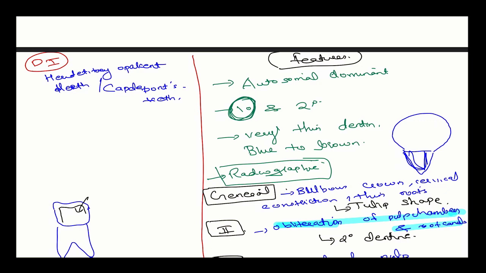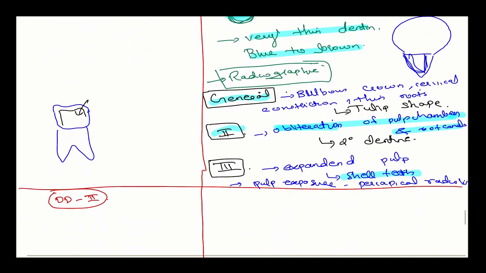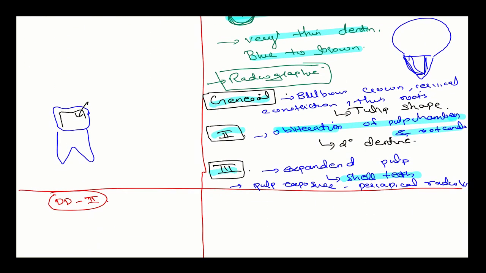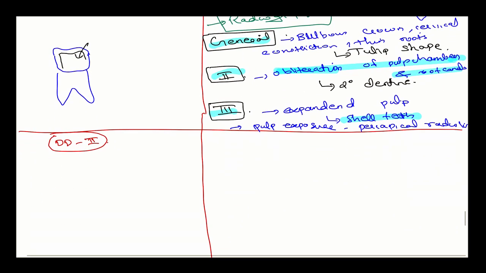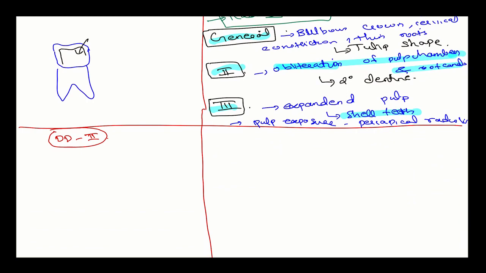One thing is the basic features: autosomal dominant, both in primary and permanent but more common in primary. Very thin dentine, blue to brown discoloration. Radiographic general features, then type 2 and type 3 separately. Okay, so that was about dentinogenesis imperfecta.